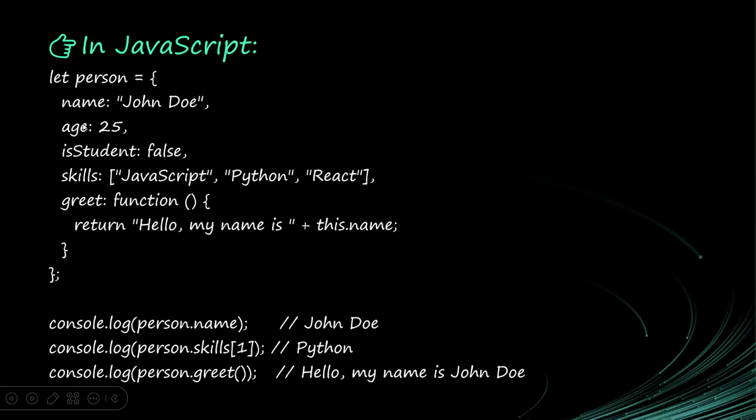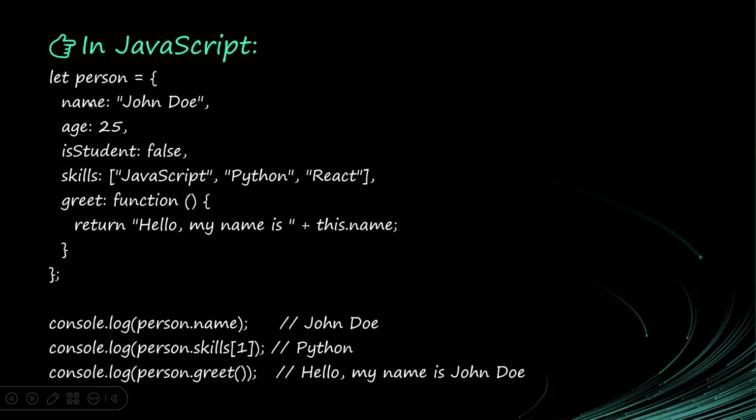We have name and the value, age and the value, isStudent and the value, skills and the value. greet is a function. This is a key value pair too, the key and the value. Each of the key value pairs is separated by a comma. Then the key is separated by a colon from the value. In this case, we have name as the key and John Doe as the value.